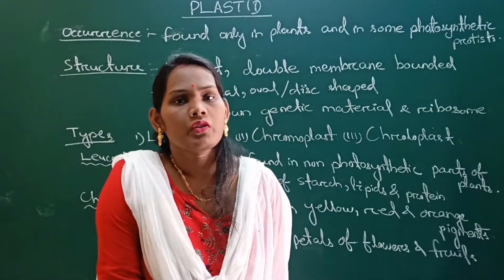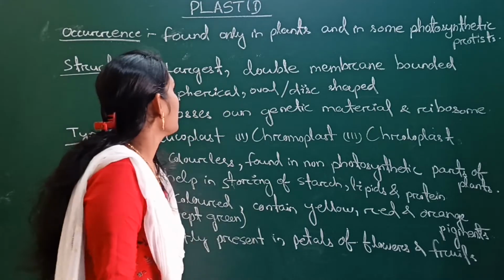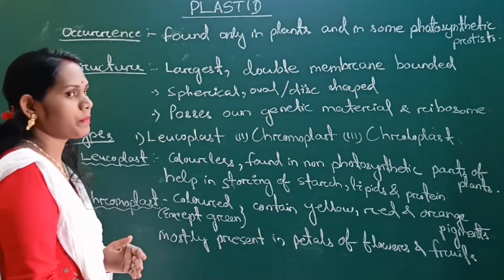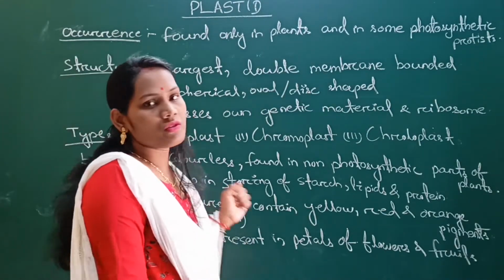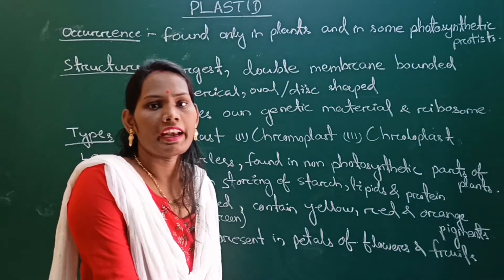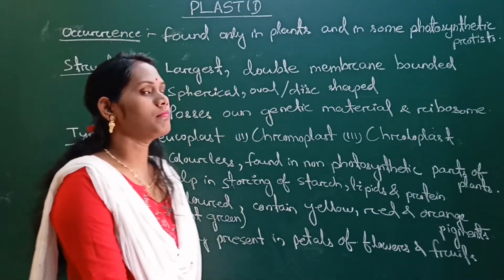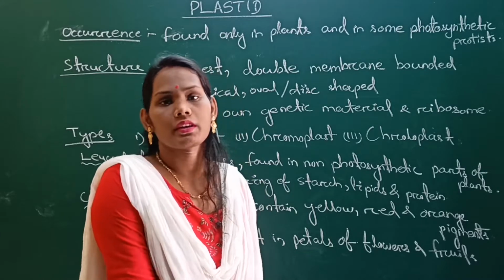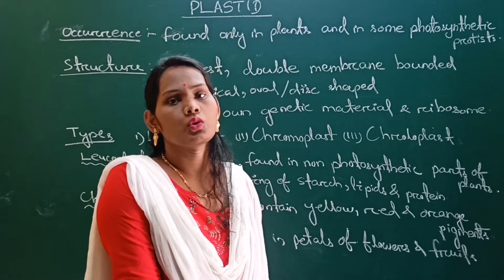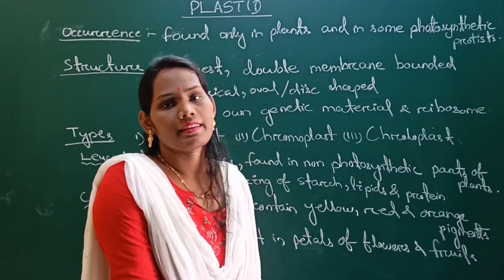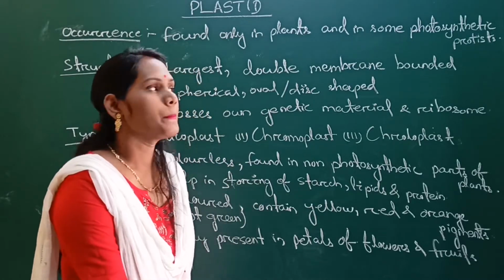So now we will discuss another organelle that is named plastid. Okay, so first of all, plastid is found only in plants, not in animals, and in some photosynthetic protists, the protists which are able to do the photosynthesis process. In those, plastids can be present.